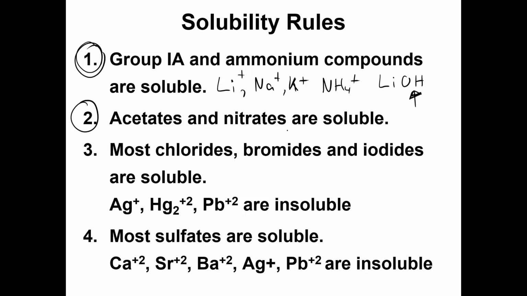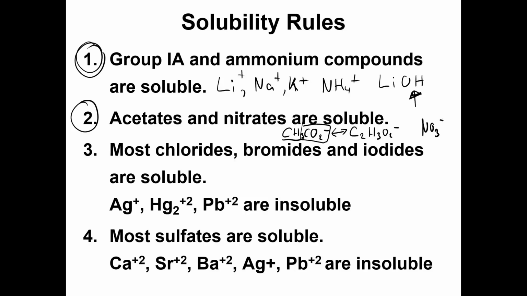Now acetates are CH3CO2 minus. We just talked about it, acetic acid and acetate. It is written as C2H3O2 minus in this book. These two are interchangeable. This just gives you more structural information, and it indicates that there's this group that makes it acidic if it binds with H+. And then of course nitrates, NO3.